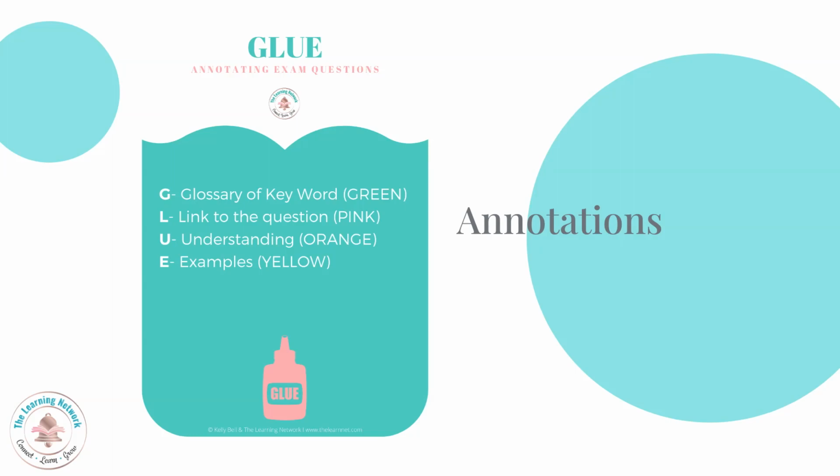So GLUE stands for the Glossary of keyword, linked to the question, Understanding of the syllabus, as well as Examples. When we see the glossary of keyword identified and applied, we're going to highlight that in green. When it's a link back to the question or some sort of connective point to the question itself, or where the student has actually proved that this is part of the question, we're going to see that in pink. When they show syllabus knowledge and understanding, it's going to be in orange. And then examples to demonstrate their understanding of the content, bringing it all together, is going to be in yellow.